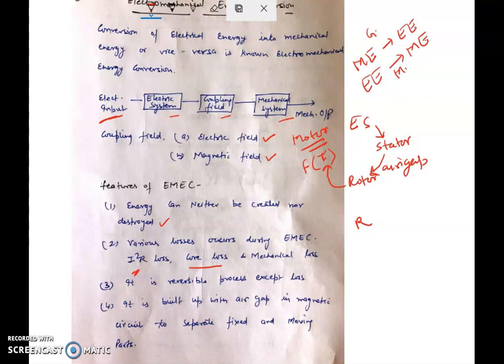It is a reversible process. It means mechanical energy can be converted to electrical energy, and again that electrical energy can be converted to mechanical energy. We can transfer them into each other. It is built up with the air gap. It is the most important thing, which is the air gap, because with the help of the air gap only we can transfer the magnetic energy, or we can couple the circuits magnetically to each other.